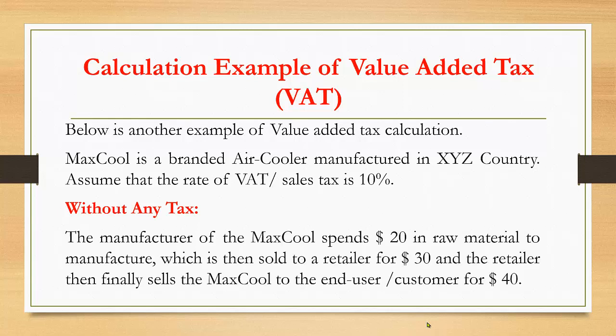So if there is no tax, the manufacturer of the Max Cool, let's say, spends $20 in raw material to manufacture, which is then sold to a retailer for $30, and the retailer then finally sells the product to the end user or a customer for $40. So you can see it cost the manufacturer $20, and the manufacturer has sold the product to a retailer worth $30, and the retailer has sold the product to the customer at a price of $40. So we are assuming that there is no tax, so the manufacturer and the retailer both have earned $10 profit.